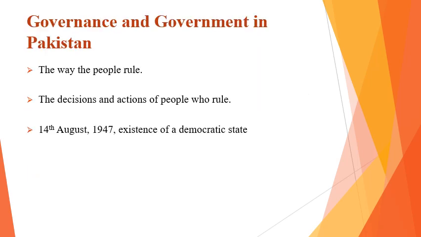Formally starting today's lesson, the first topic is governance and government in Pakistan. Governance is the way the people rule, the decisions and actions of the people who rule. As far as the government of Pakistan is concerned, the nascent state, whose ideology was based on Islamic terms, came into existence on 14th August 1947 as a democratic state based on Islamic terms.